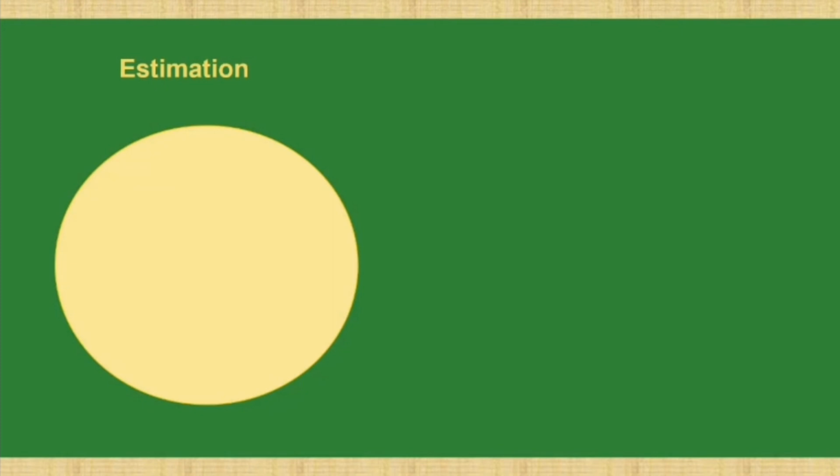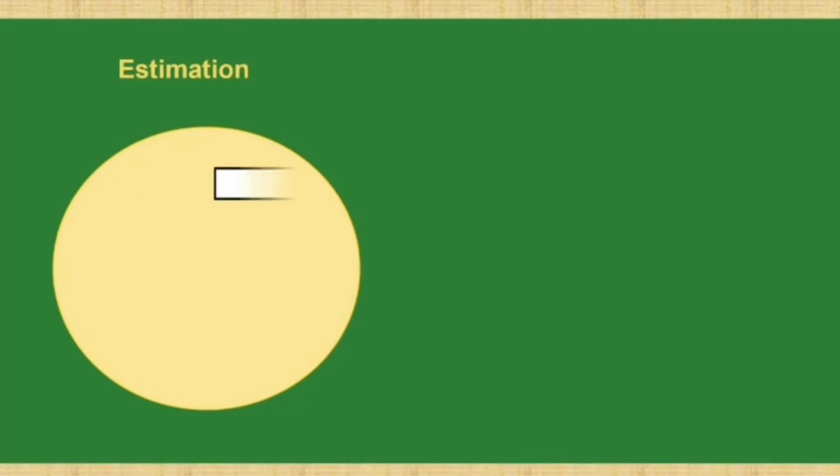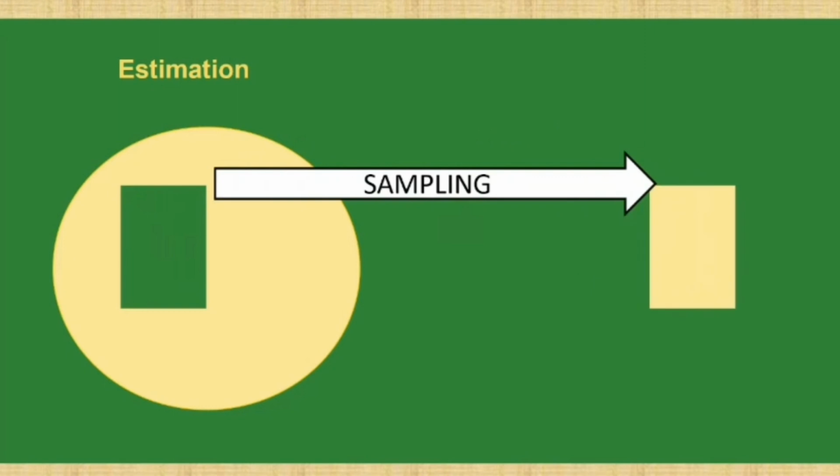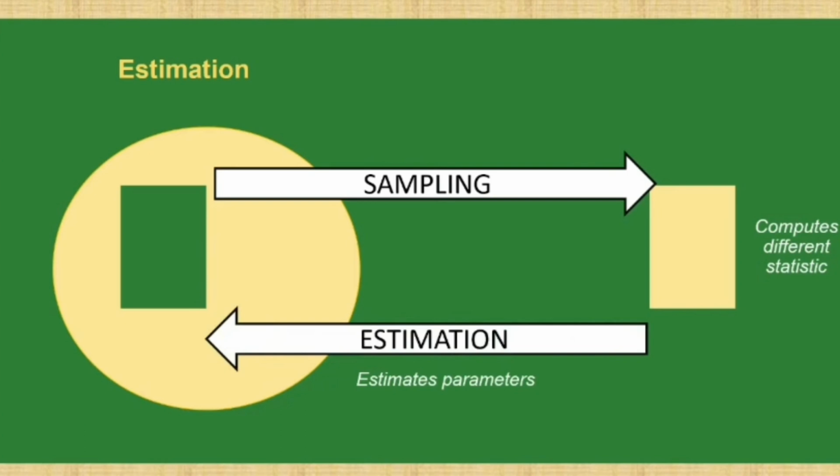To start with, we will recall the process of estimation. Out of this entire population represented by the circle, we will take a representative sample, on which we take the statistic. We will compute the mean, the standard deviation, and other statistics. Out of these results, we will estimate the population parameters.